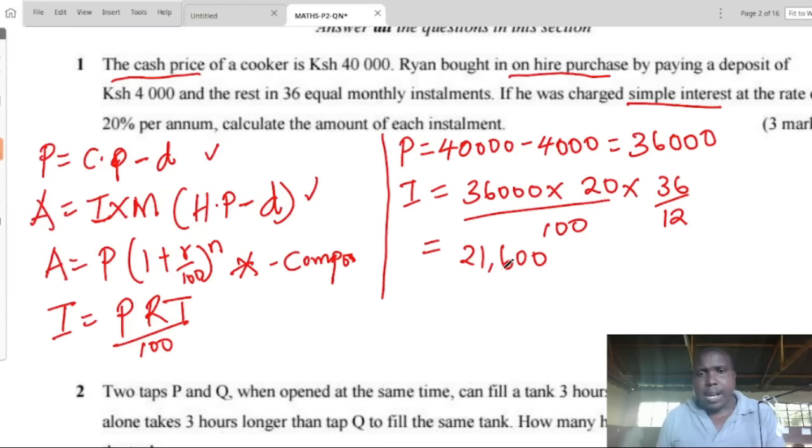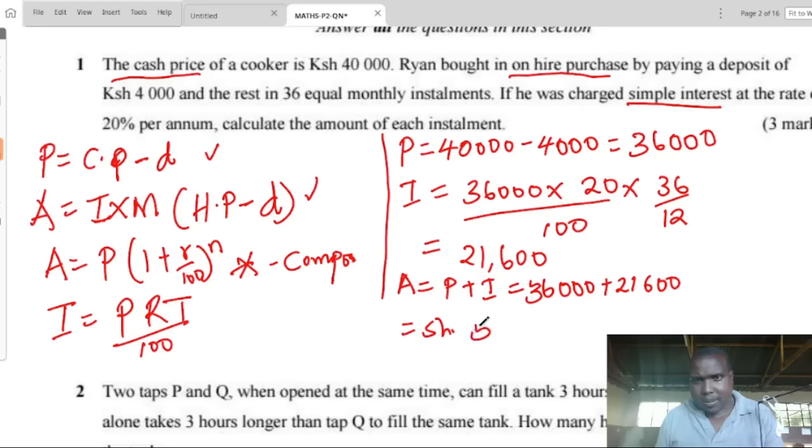Now that we have the interest, what we want is the amount. Amount is equal to principal plus interest. And this one is 36 plus 21,600, which is the interest. And this one will give us shillings 57,600.